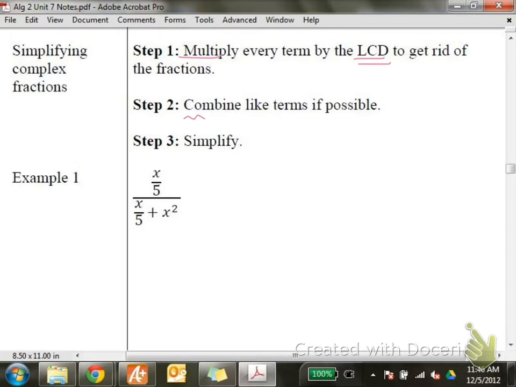We want to combine like terms if possible. Combining like terms is our favorite thing to do, right? And then simplify.